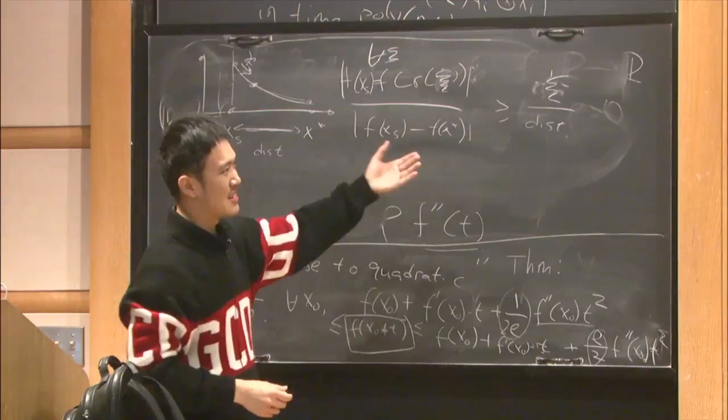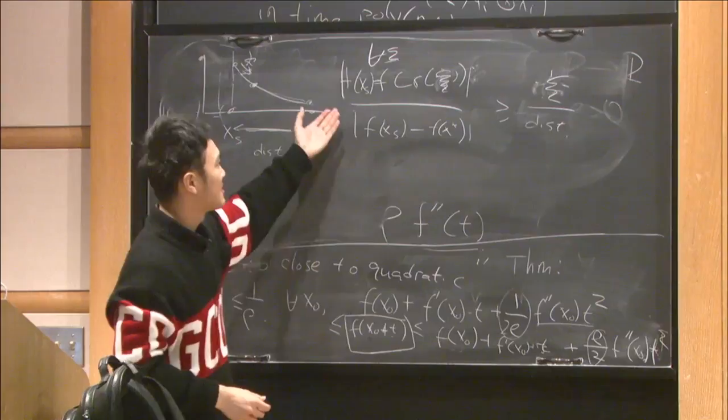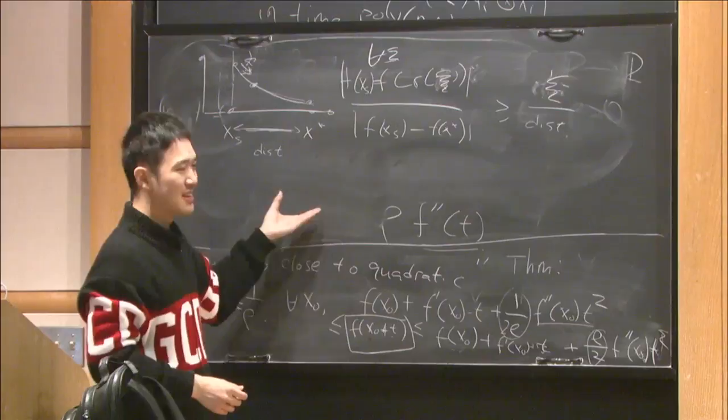And then, having this, you know that the quadratic function is a very good approximation of this function. So if you minimize the quadratic function, it's equivalent to minimizing this function up to a constant. So then everything just follows.